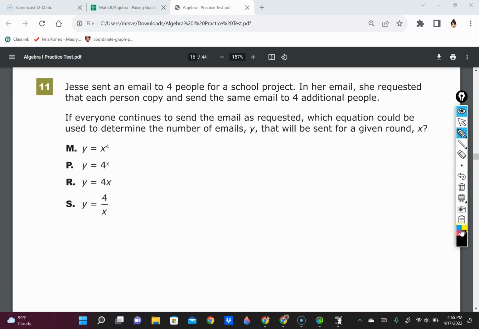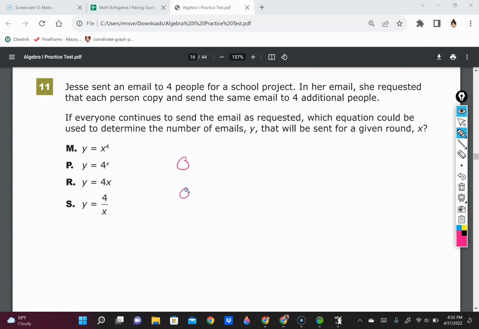Number 11, Jessie sent email to 4 people for her school project. In her email, she requested that each person copy and send the same email to 4 additional people. If everyone continues to send the email as requested, which equation could be determined? The number of emails is y.